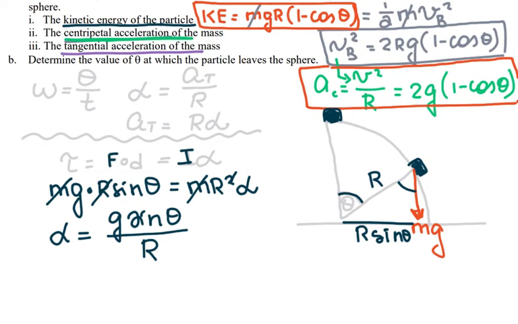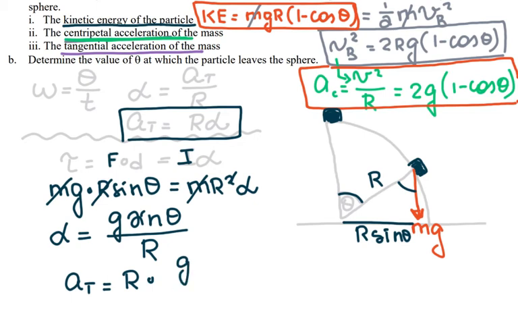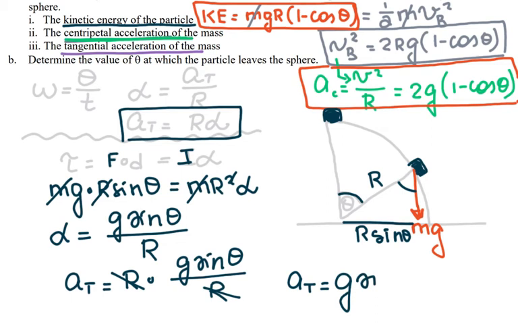But also tangential acceleration is equal to r times angular acceleration. So the tangential acceleration is equal to r times g sine theta divided by r. So r and r can be cancelled, and tangential acceleration is equal to g sine theta. So we have this part.